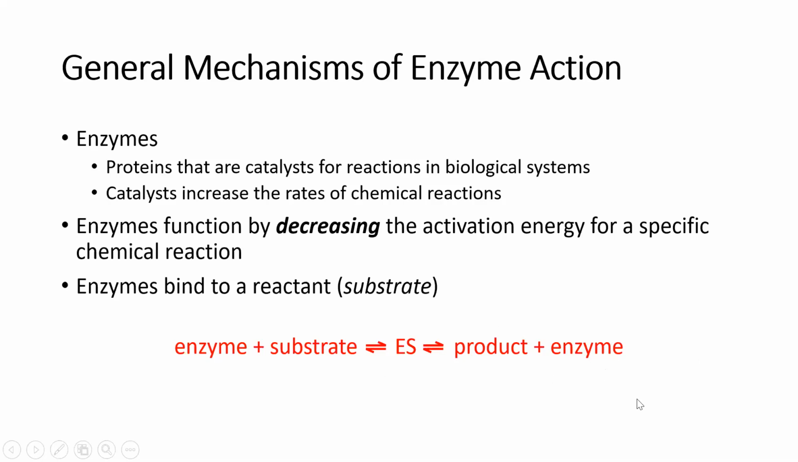So essentially, these bidirectional arrows are telling us that this can proceed in the forward direction to give us product along with our enzyme, or depending on the product concentration, we can also proceed in the reverse direction, which gives us substrate and then the enzyme as well. Okay, I hope that's clear. And then in the middle here is the enzyme substrate complex, as it can proceed in either direction.